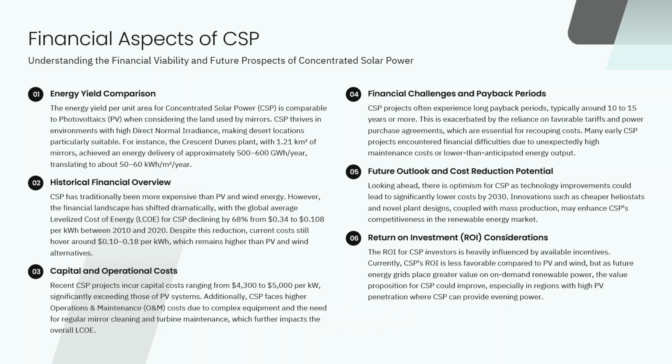So if you compare with the PV, the energy yield per unit area of the concentrated solar panel is comparable to the solar PV when considering the land used by the mirrors, right? Because this also needs a very large landscape, right?